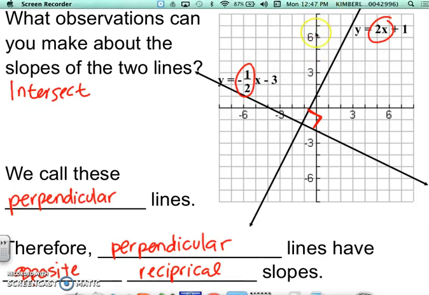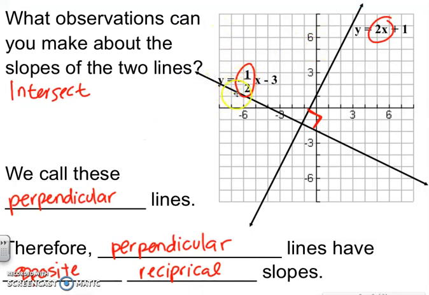Opposite obviously means the signs are different, so I've got one positive, one negative. And a reciprocal is a flipped fraction. For example, if you had 3/4, the reciprocal of 3/4 would be 4/3. So you're just trying to flip your fraction. If you had the number 2, like our top problem, you can always put a number over 1 to then flip it. But again, they have to be opposite reciprocals, not just reciprocals.